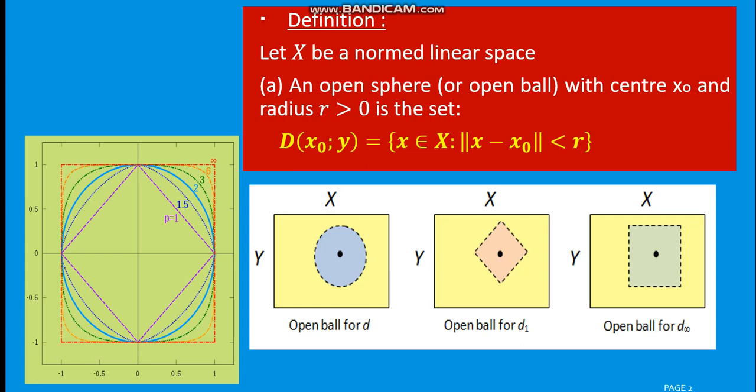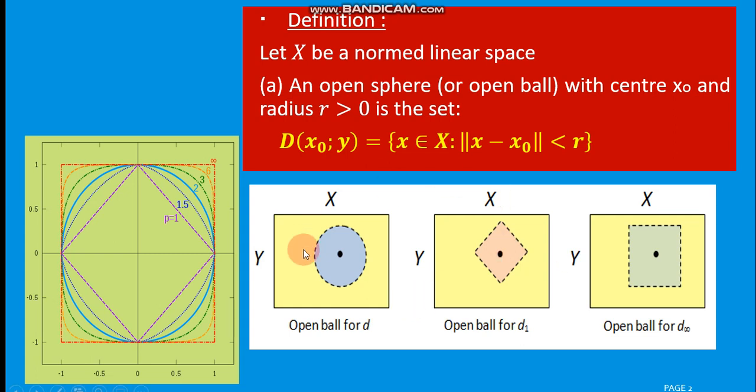B of x naught comma r is equal to the set of all x belongs to capital X such that norm of x minus x naught is less than r. This is an open ball with center x naught and with radius r. Okay, so with respect to your norm, the shapes will be different, right?